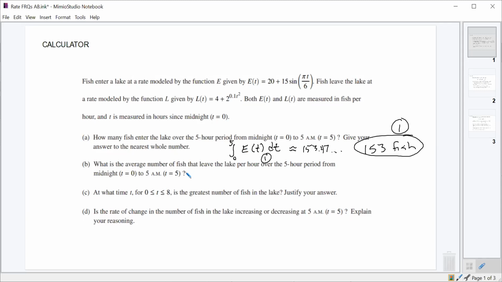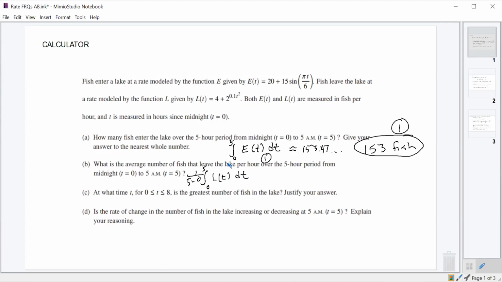All right, part B, we want to know the average number of fish that leave the lake per hour during those same 5 hours. Well, this is the average of a continuous function, right? So the average of a continuous function is the mean value theorem for integrals. 1 over 5 minus 0 times the integral from 0 to 5 of our L of t function, since we're now talking about leaving the lake.